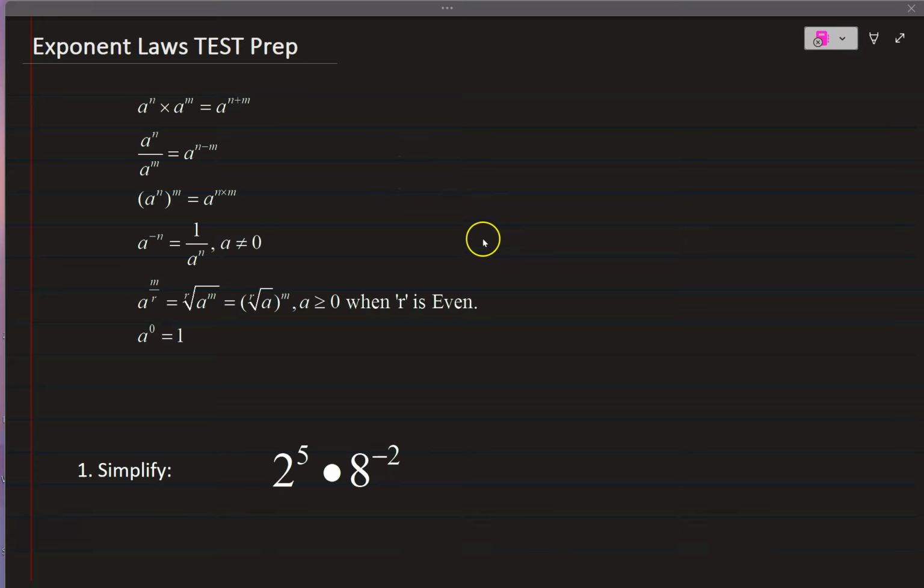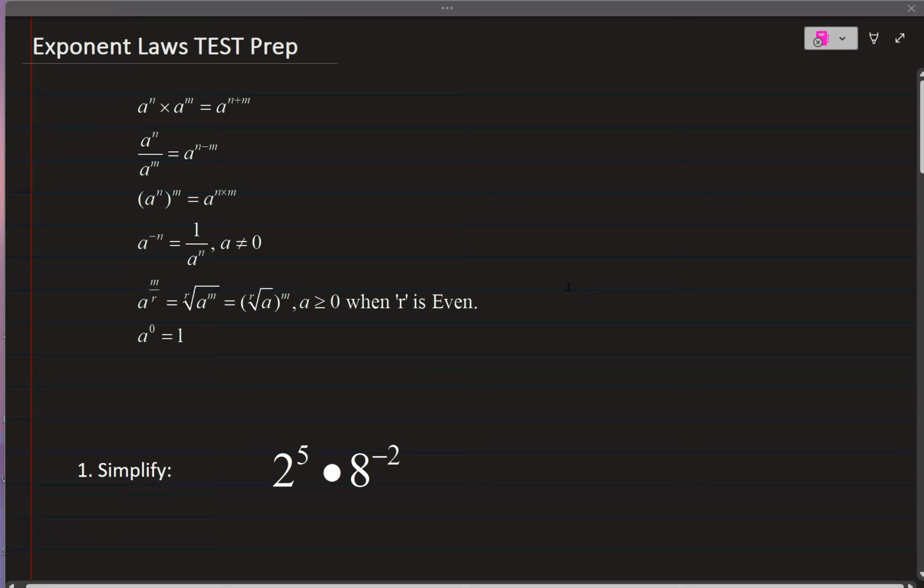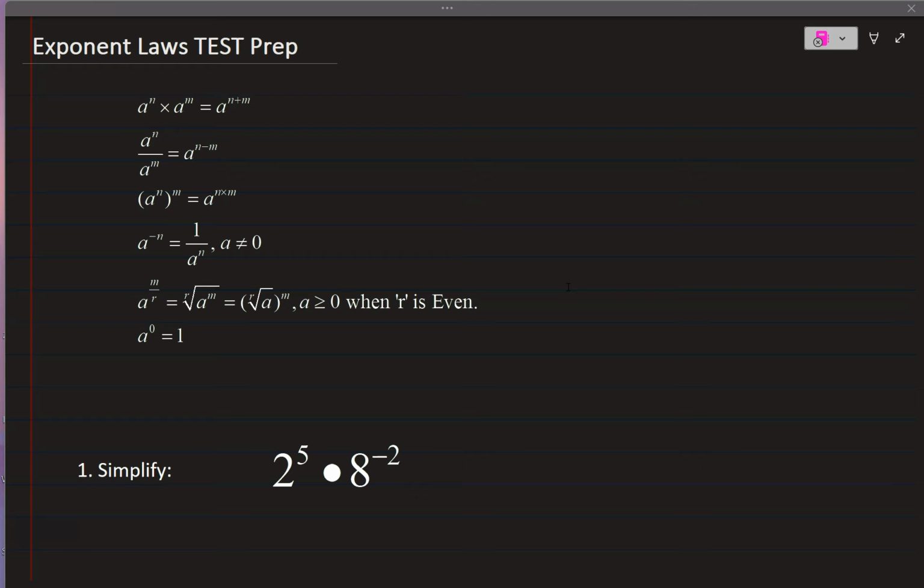I promise you, if you stick with me, it's going to be about 20 minutes or so, maybe longer. I'm going through 6, 7 questions. Each question is very involved. This is not an easy test by any means. But if you stick with me and go through each of these questions, you will be more than prepared to take the exponent laws test, regardless of what grade you are.